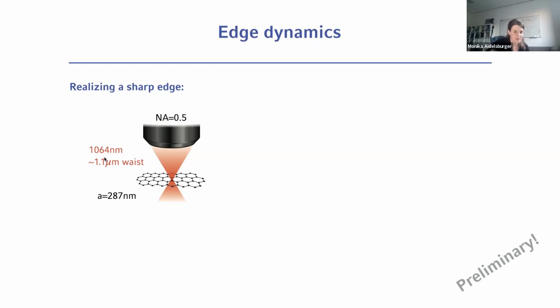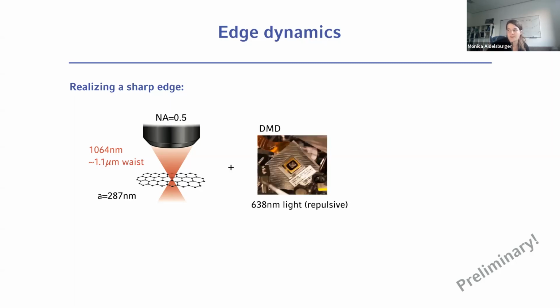Now, the second thing that we need is some type of edge. The way we do that is we use a spatial light modulator or this digital micromirror device, which is seen in the picture here in the center. It's a two-dimensional chip with tiny little micromirrors that you can switch on and off. You can use this to shape the intensity profile of your laser beam. Specifically, you could do it such that half of your beam is bright and the rest is dark. Then you project this pattern into your atomic plane. If we use a repulsive potential, this will generate an edge where the atoms cannot travel through.